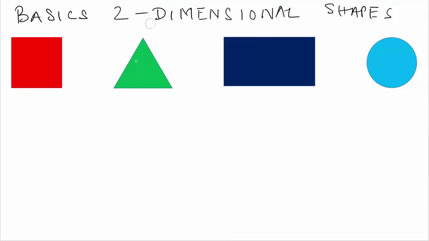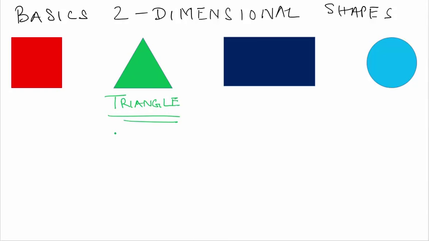This shape, which is basically enclosed by three sides, is called a triangle, which comes from the words tri and angle. So it has three angles enclosed within it, so it's called a triangle, right?